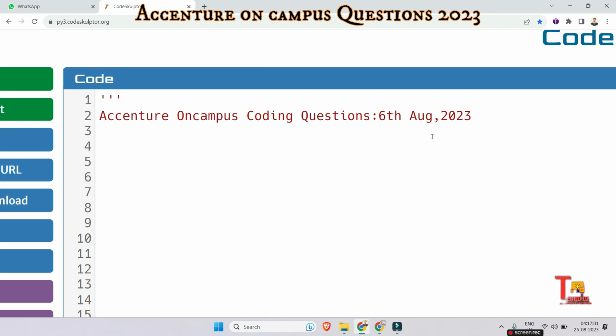In comparison to off-campus questions, the on-campus questions are easy. Pseudocode and coding questions are also easy, right? So if you have solved all off-campus questions, then an easier problem will be even easier.